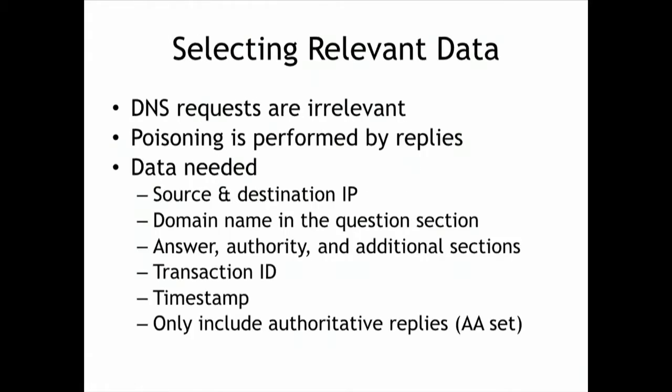All right, so you have to select the relevant data. In this case, the requests are irrelevant. The only thing we really care about are the replies. We need the source and destination IP. We'd like the domain name. We'd like to see the additional sections, because if you remember the details of the Kaminsky attack, the way you really make it powerful is you don't just answer the question with a lie, but you put the answer in the extra sections, because you're allowed to send extra information in those sections, and servers believe that extra information.